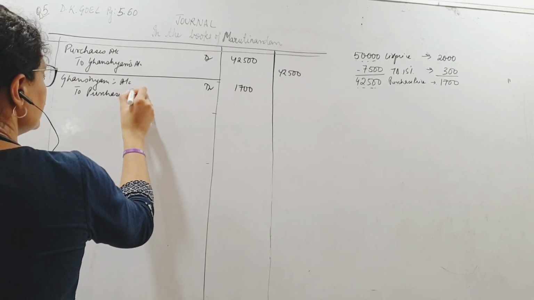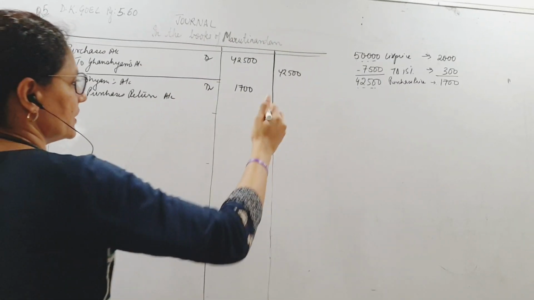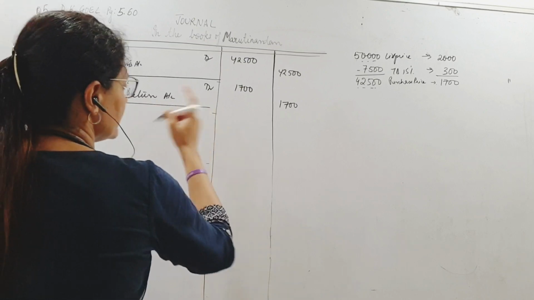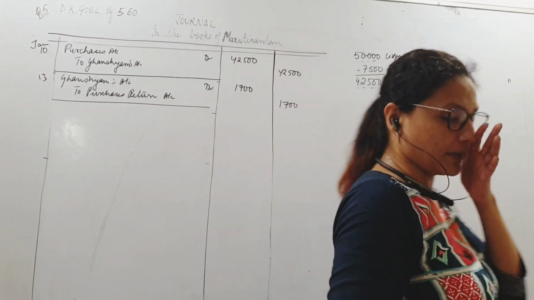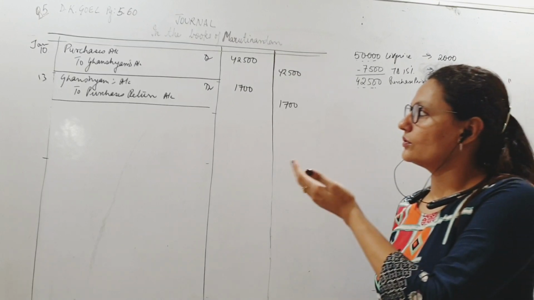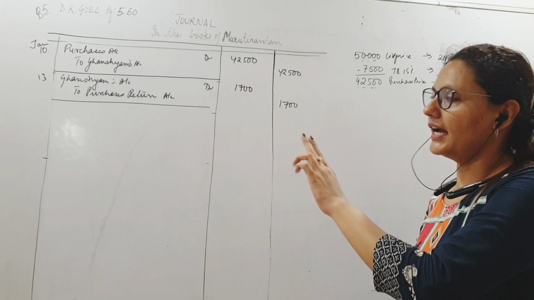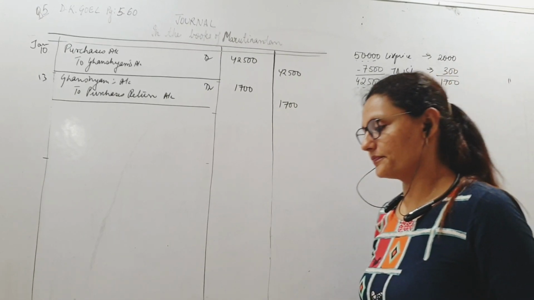Purchases return. Or you can always write return outward account also. Both are perfectly okay. Being goods returned to Ghanshyam, the narration. Being goods returned to Ghanshyam. Alright? So, this entry is clear. Amount, purchase price and purchase return credit because purchases come more.